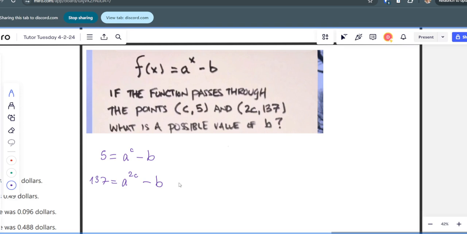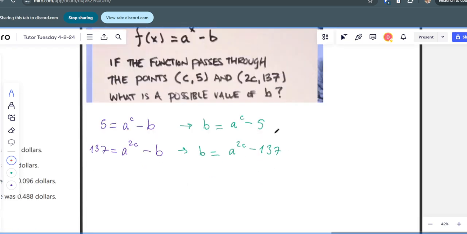One thing I might try is to get b equals on both sides. So here you'd get b is equal to a to the power of c minus 5. Here you'd get b is equal to a to the power of 2c minus 137. Then you know that those two are equal to each other, and you get an equation like a to the power of c minus 5 is equal to a to the power of 2c minus 137. You might be able to further rearrange this.